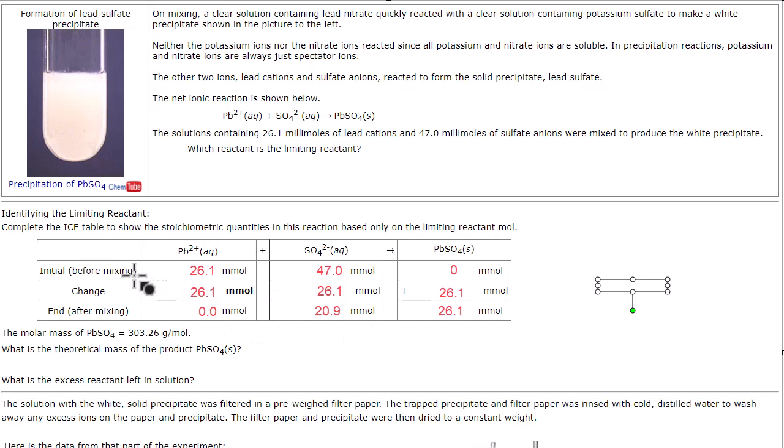So let's look at this again. We're given the amounts. Those were given in the problem. We just plug those in. That's our initial before mixing. And of course, we haven't made any product yet. That's why this is 0.